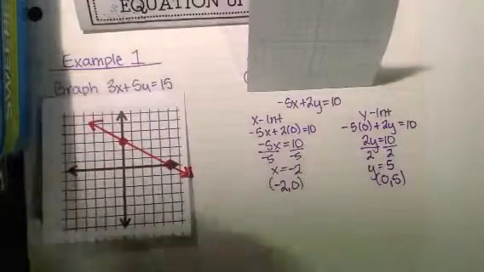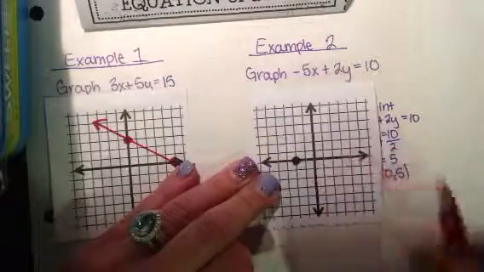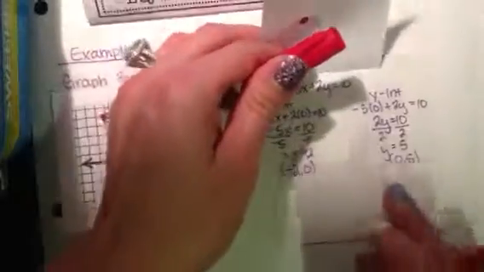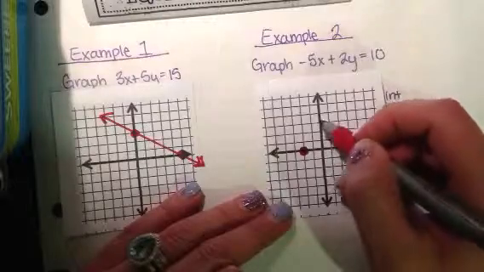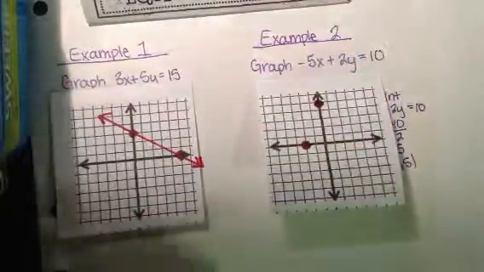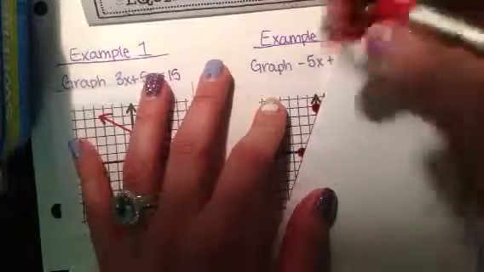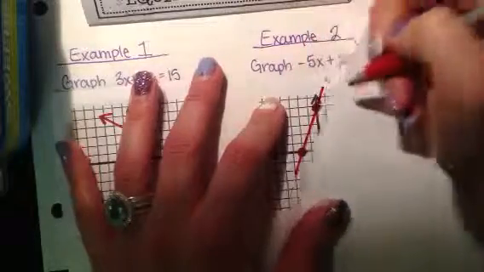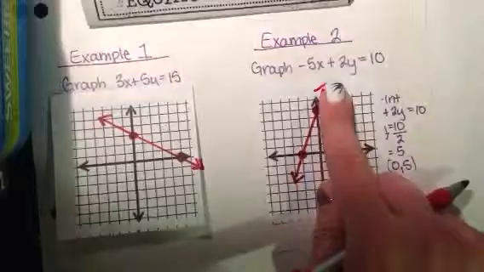So first let's plot our x-intercept. Negative 2, 0. That is on the x-axis, so our x-intercept should be correct. Our y-intercept is supposed to be at 0, 5. 0, 1, 2, 3, 4, 5. That is on the y-axis, so that's a good sign. We connect the dots. And there is the line for that equation.